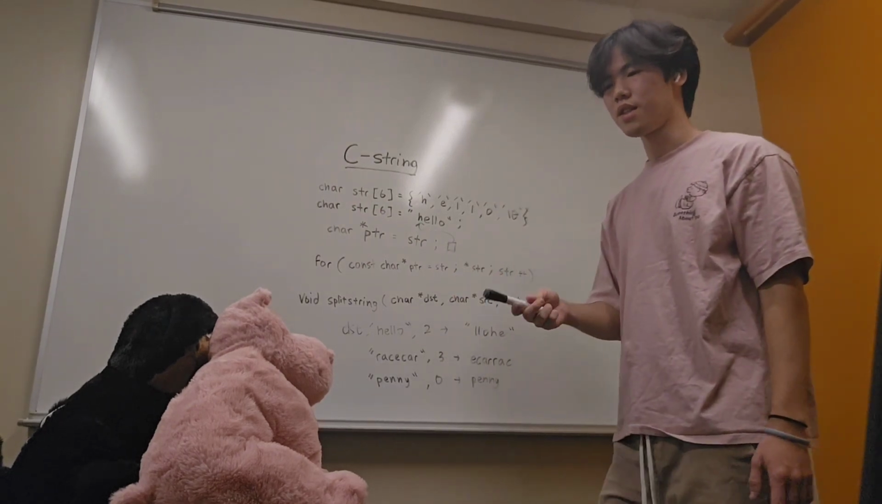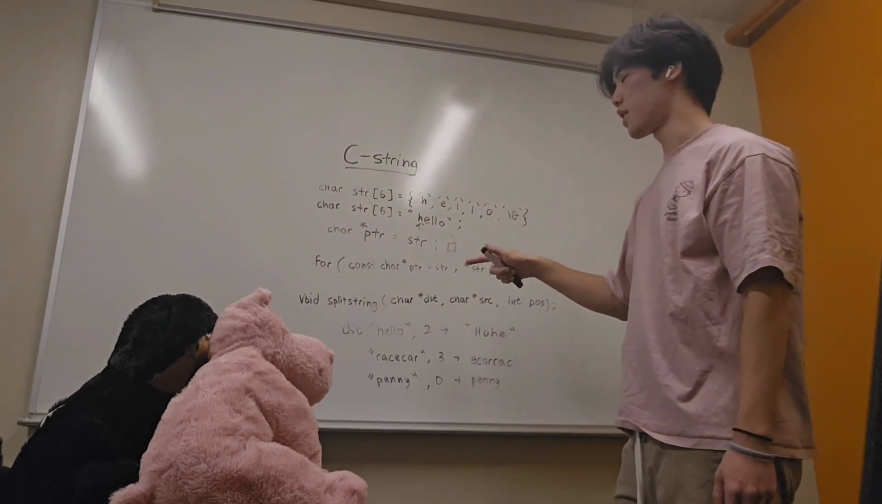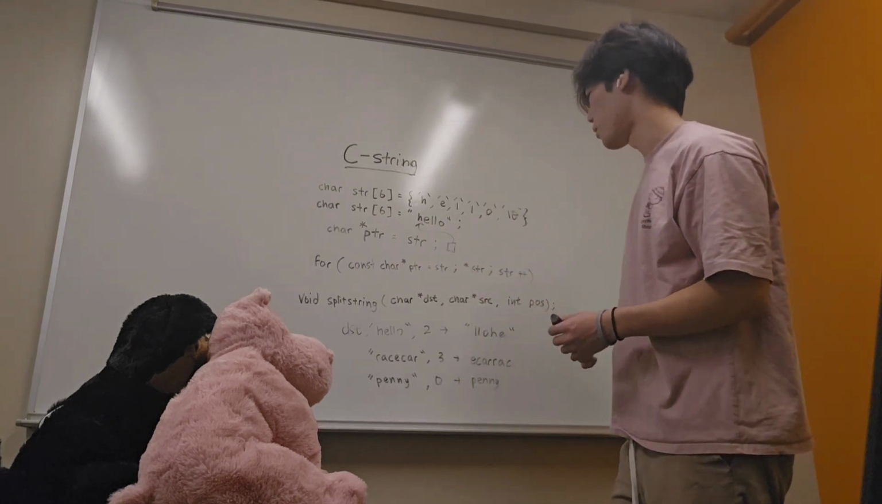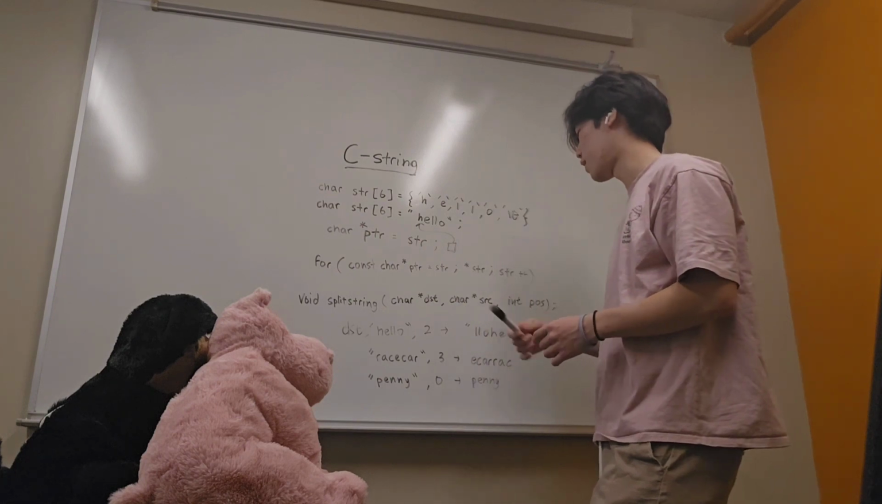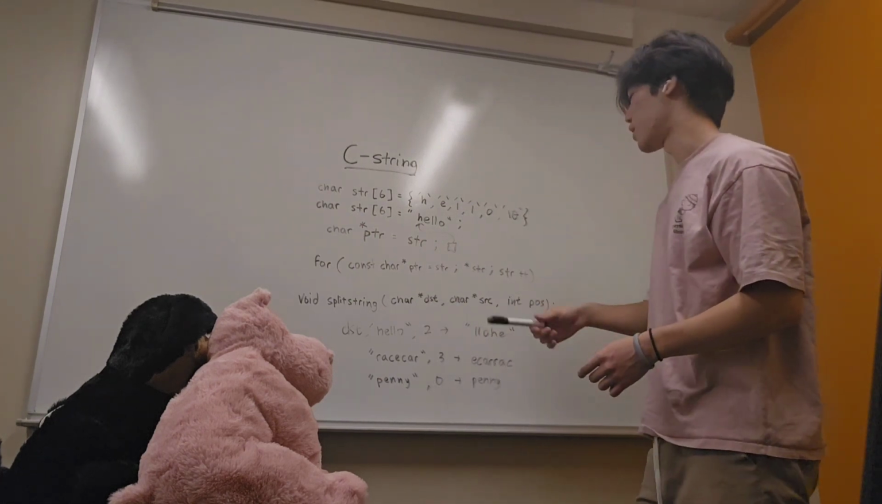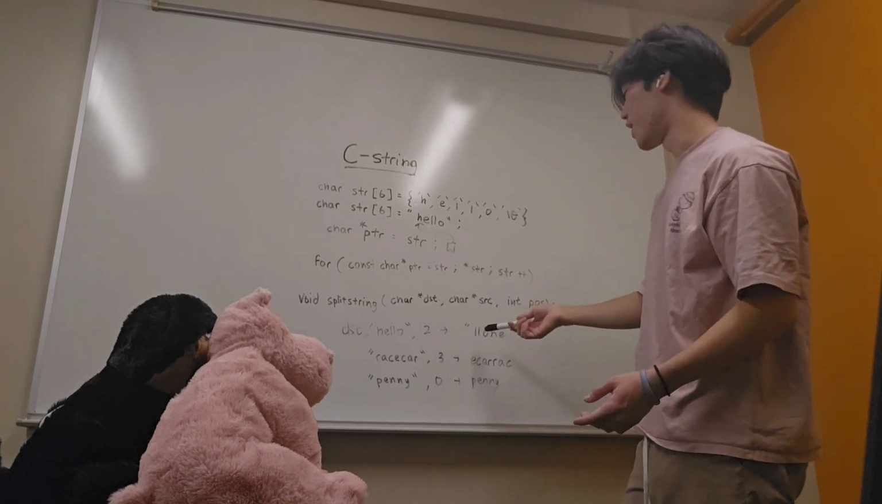Do you guys have any questions? If not, then we're just going to jump into this question and it'll probably help. So we have a function void split string, and it takes in a character array destination, a character array source, and the position. What it does is kind of funny.